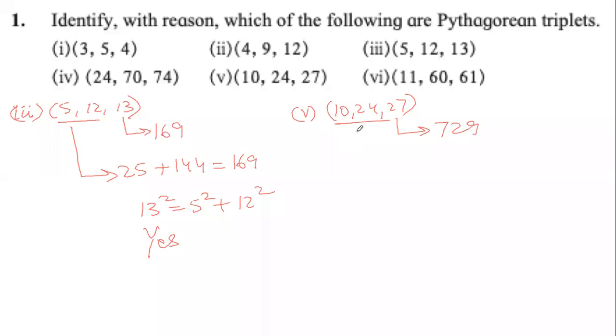Now, if we look at the other two numbers, 10 square is 100. How much is 24 square? Yes, it's 576. Correct, 576. So see, if you remember, it becomes so much easier. When we add, this comes to 676. Clearly, 27 square is not equal to 10 square plus 24 square. So we will say no, this is not a Pythagorean triplet.